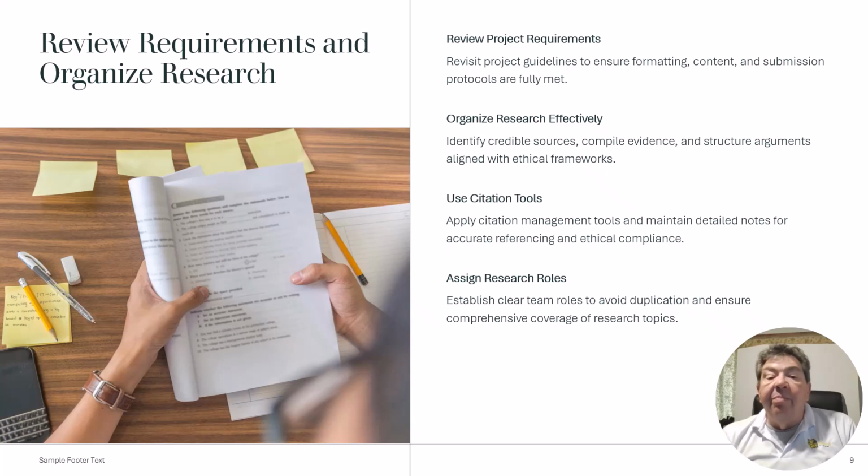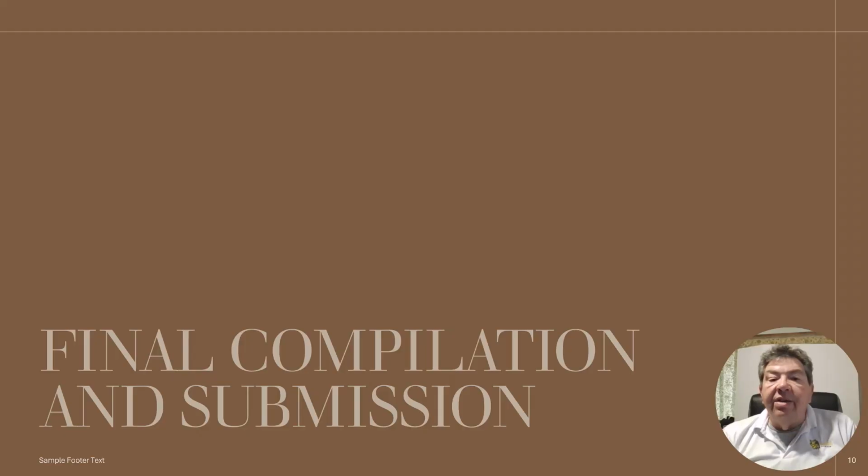Consistent application of APA formatting during this stage is critical, as it simplifies integration into the final draft and reduces risk of errors. By systematically reviewing requirements and organizing research, the team creates a strong foundation for writing, ensuring that the final submission is both academically rigorous and ethically sound. A best practice is to assign a team editor so you can maintain consistency.